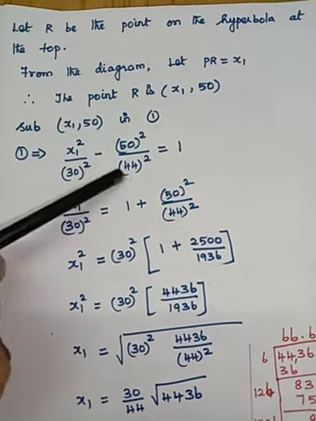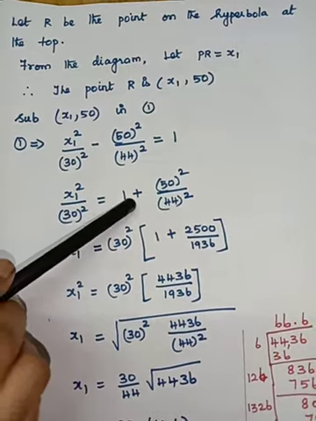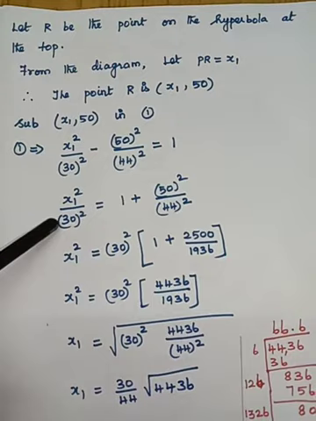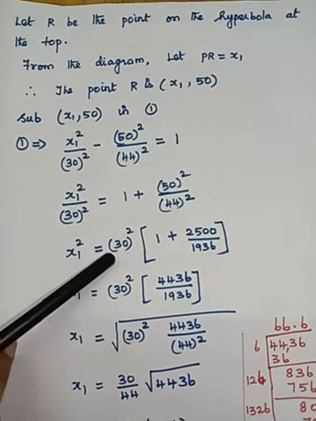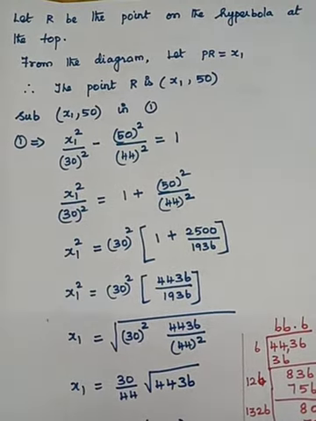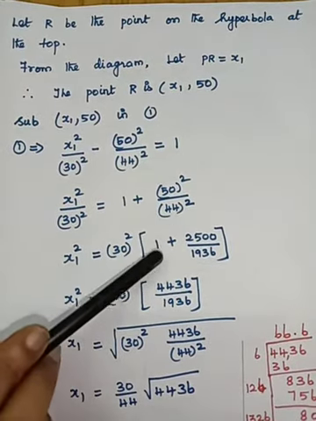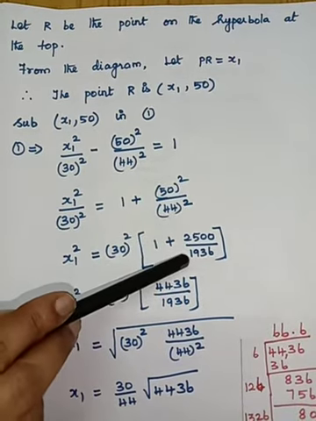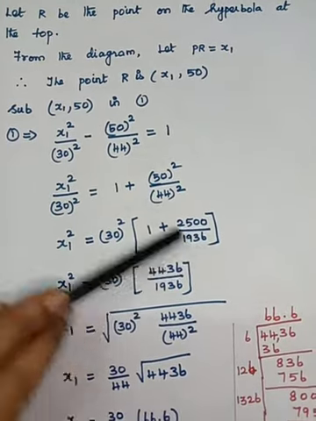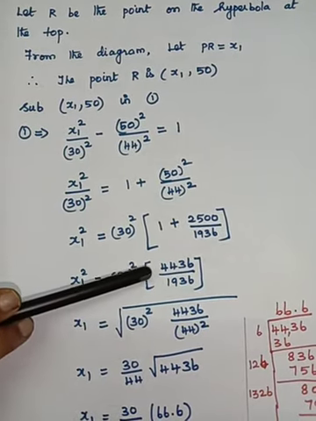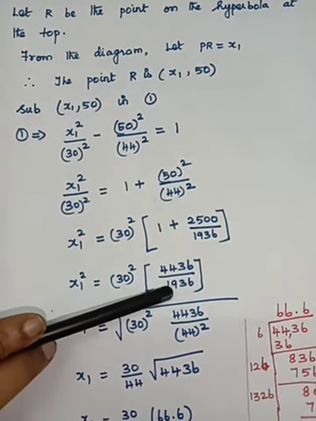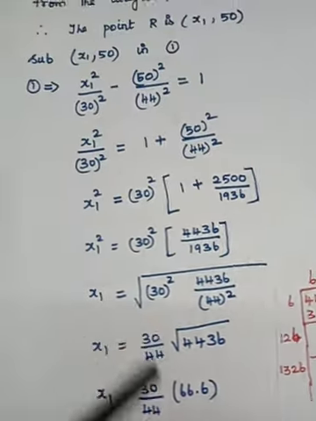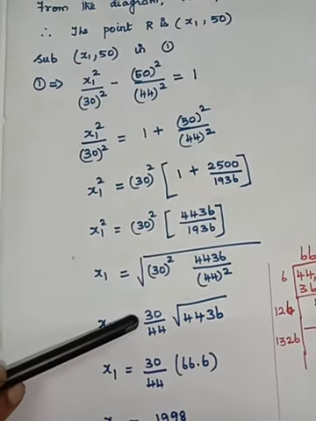So this term you have to take it to the right side. It will become plus. So x1 squared is equal to, this 30 squared is in the denominator, when you go to the right hand side it is in multiplication, 30 squared into 1 plus 50 squared is 2500 by 44 squared is 1936. When you take LCM, so it is 4436 divided by 1936. So here what we need is x1. So you have to take the square root of it. 30 squared is nothing but 30.